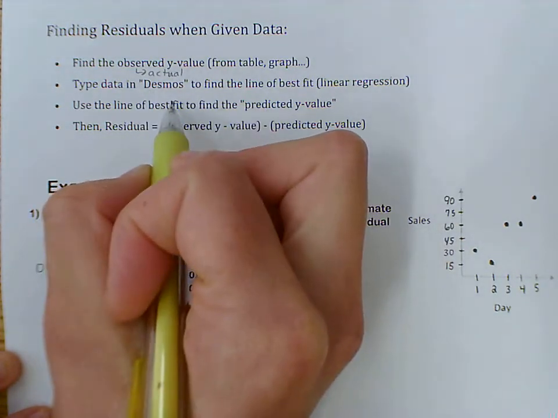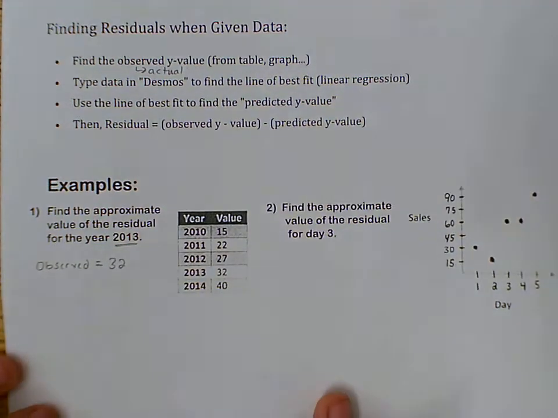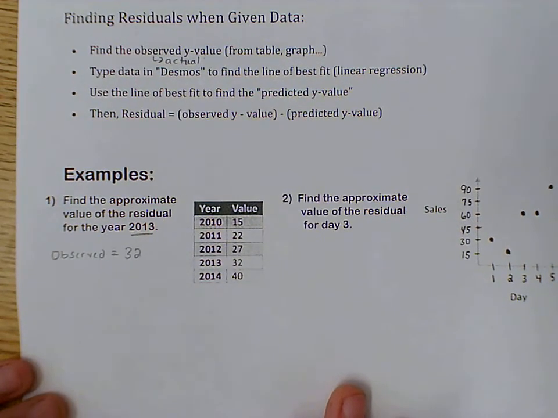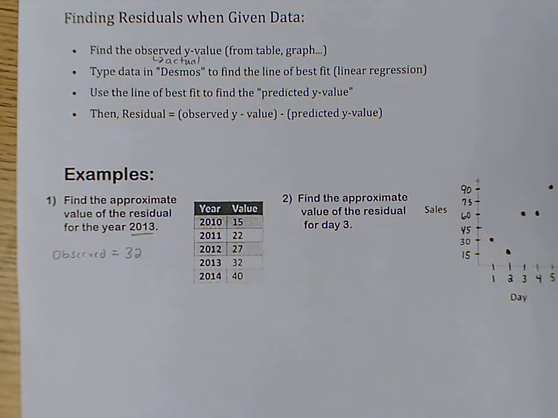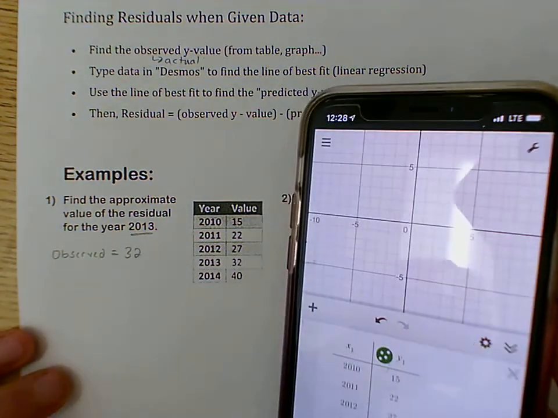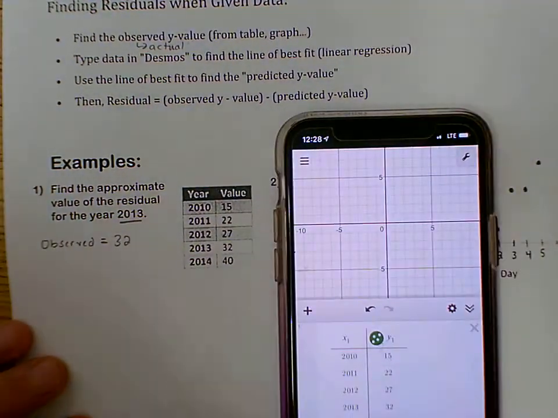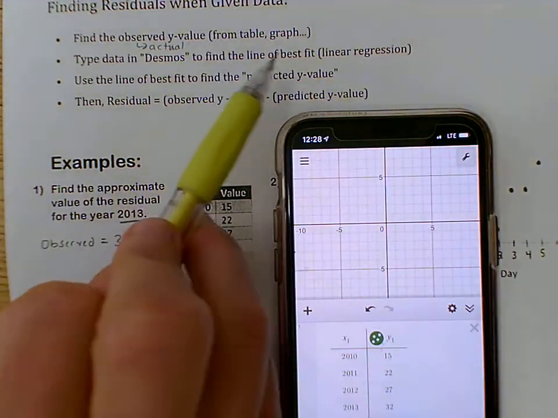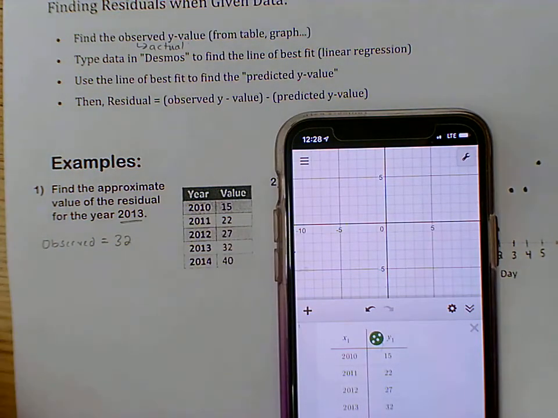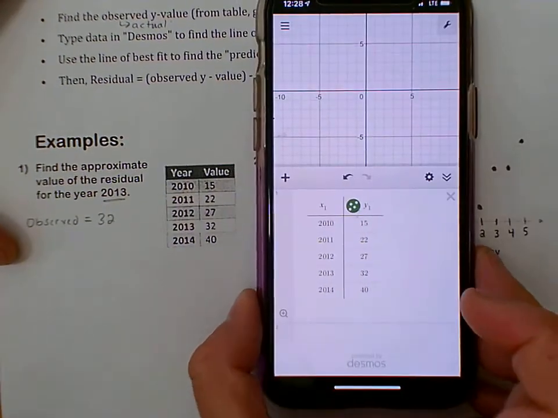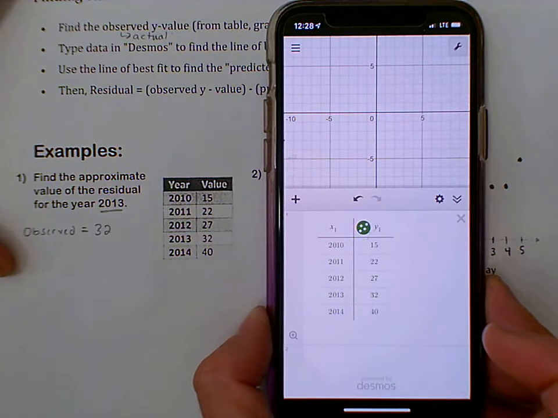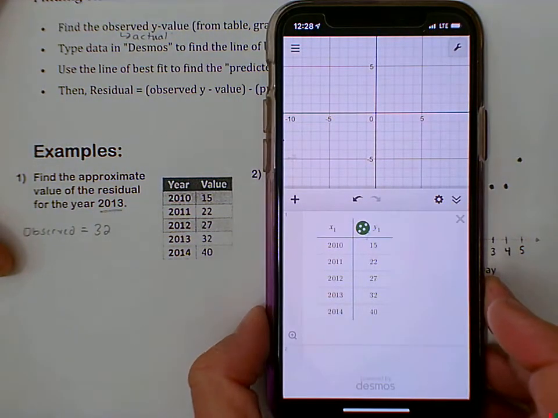And this is where Desmos comes in, okay? So you're going to pull up the Desmos app on your phone, or you could click on that link in Canvas and pull it up. But you'll pull up Desmos, and you are going to type in your data, and you are going to find the line that best fits your data. Okay, so now notice I have already typed in my data here. And so I'm ready to find the line of best fit, okay?